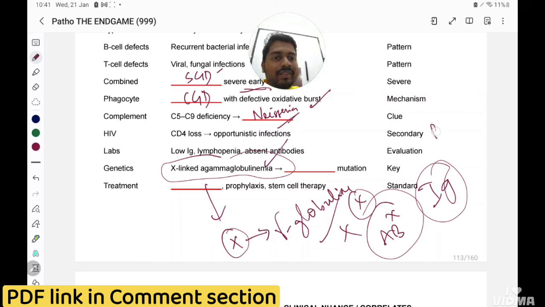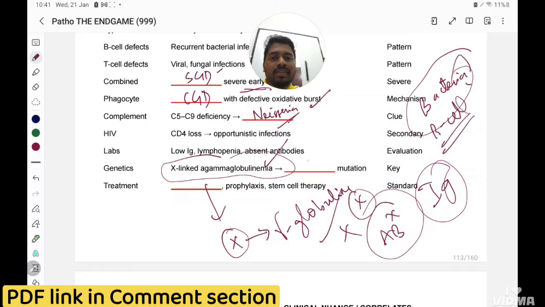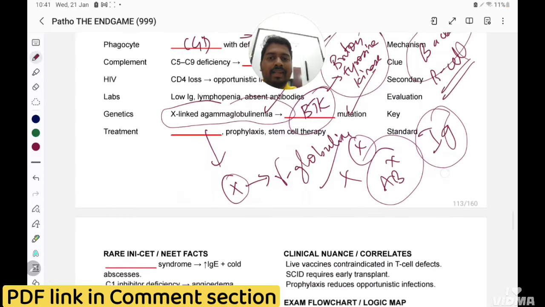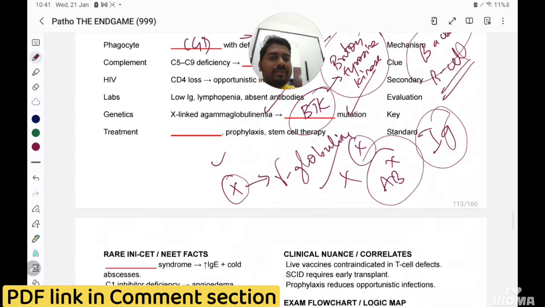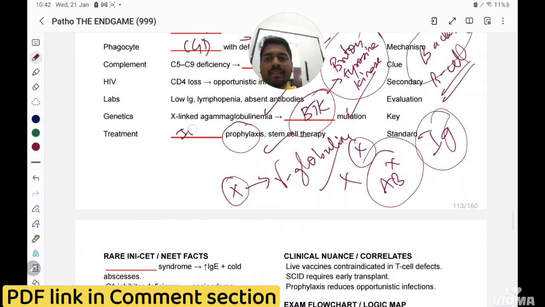And I told you, whenever there is a B cell defect, no antibodies, which infections are they susceptible to? Bacterial infections. This occurs in Bruton tyrosine kinase, BTK, mutation. This gene is defective in X-linked agammaglobulinemia. What is the treatment? We give prophylaxis, we do stem cell therapy. One more treatment that we give is IVIG, to protect against infection.